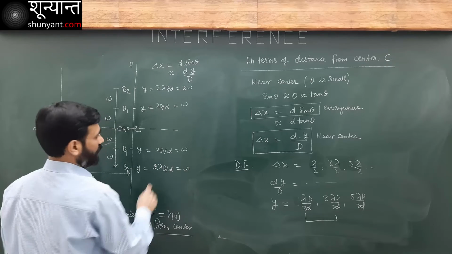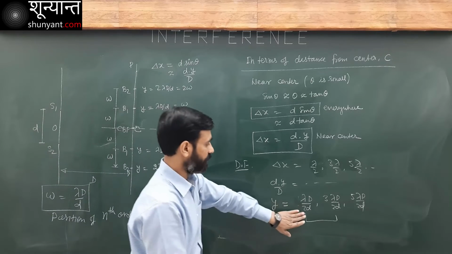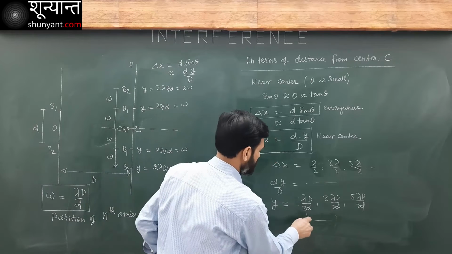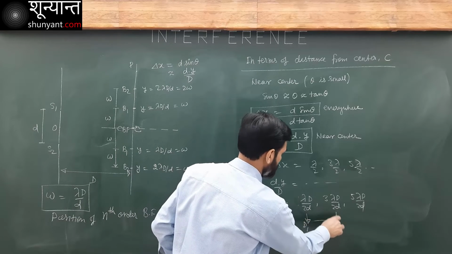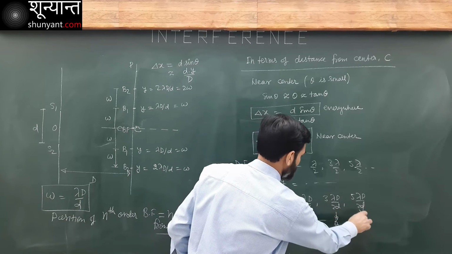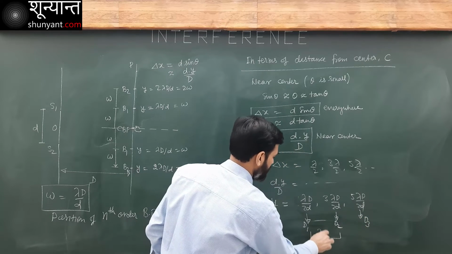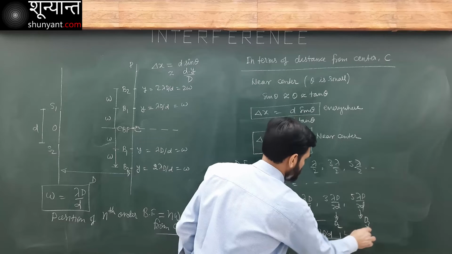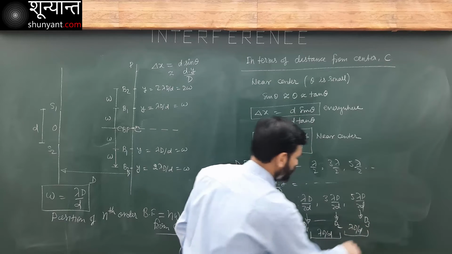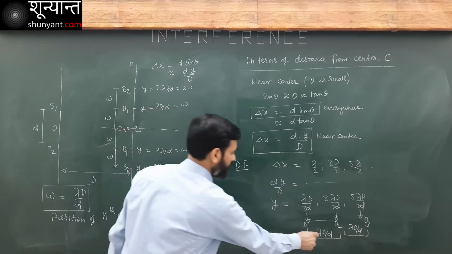Now this position is the first dark fringe, this is the second dark fringe, and this is the third dark fringe. What is the distance between them? It is lambda D over d. Here also the same distance, lambda D over d. So this is known as omega.